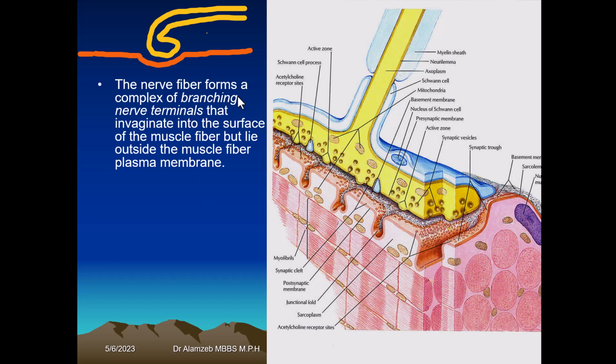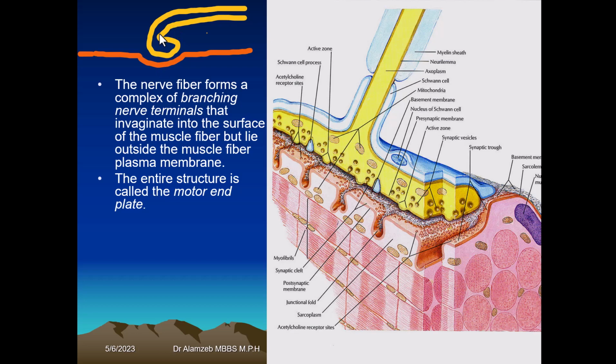The nerve fiber forms a complex of branching nerve terminals that invaginate into the surface of the muscle fiber but lie outside the muscle fiber plasma membrane. There is invagination, not actual penetration into the muscle fiber or the muscle membrane. It makes a depression in the muscle fiber. The entire structure is called the motor end plate.